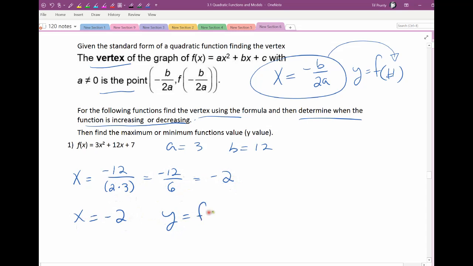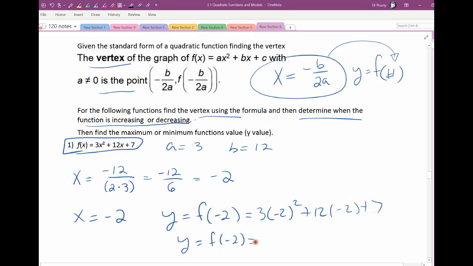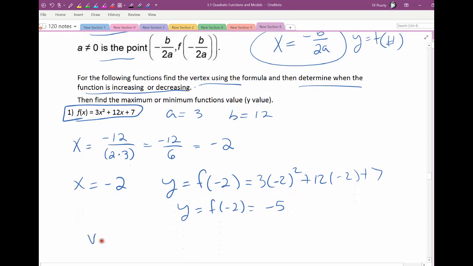The y value is the function value. So to find the y value, I take that negative 2 and plug it into my original function. It's going to be 3 times negative 2 squared plus 12 times negative 2 plus 7. Then you simplify that. When you multiply that out, it comes out to negative 5. And so the vertex is the point negative 2, negative 5.